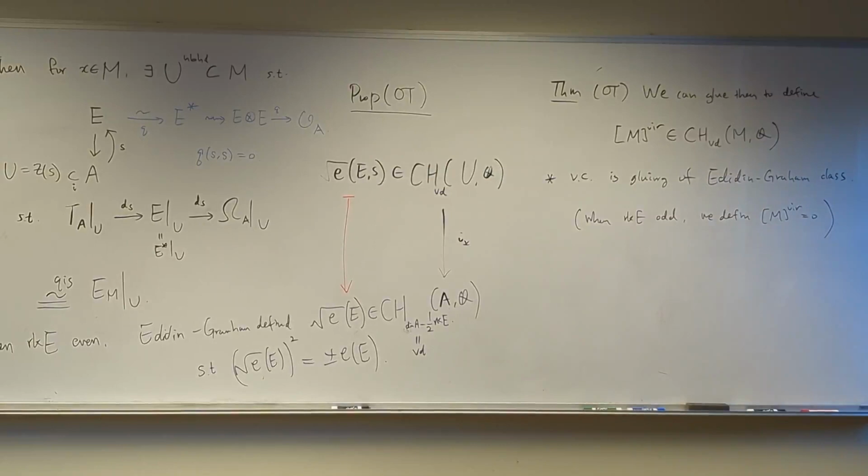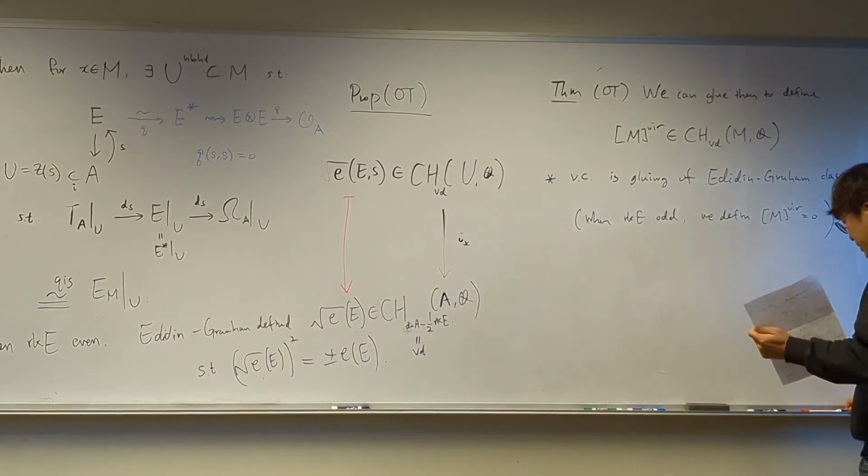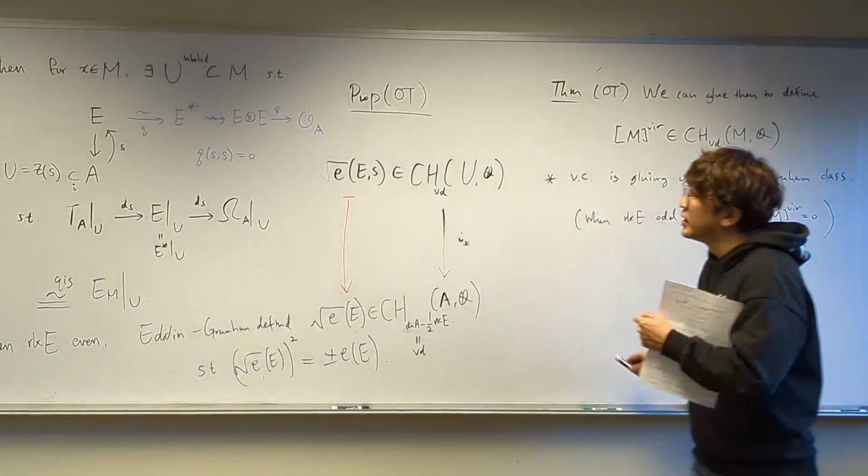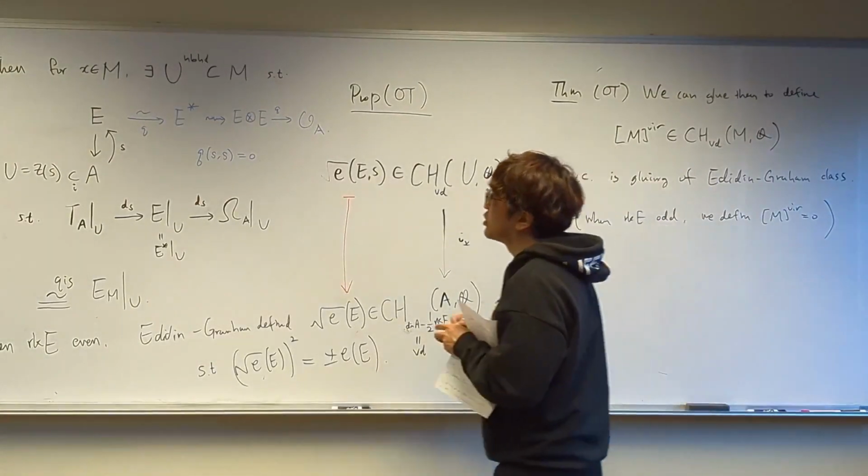My intuition for the Euler class, the usual Euler class, like when S is a regular section so its zero locus is smooth, is the fundamental class of the zero locus. Is there any such intuition for the square root of the Euler class? Okay, thank you very much for the question. So there is some nice intuition.